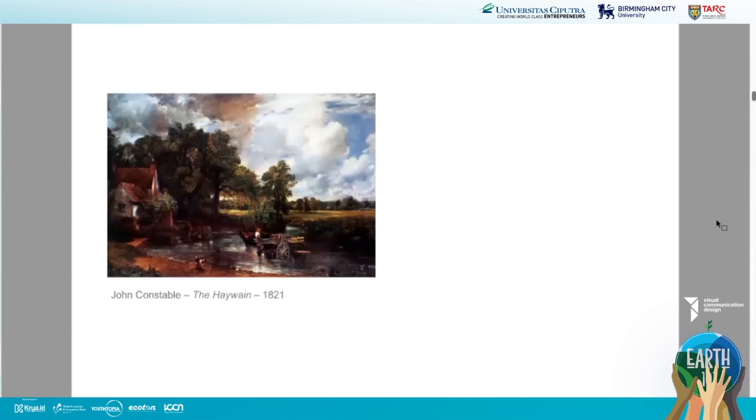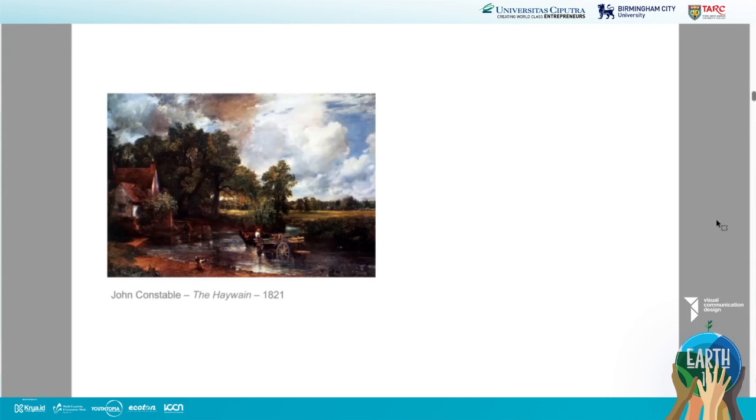Changing it slightly, this is called The Hay Wain by John Constable, and this is 1821. Most people in Britain will understand where this comes from. It's an idealized version of the English landscape. So that's what most people in England will say, yep, this is an idealized version. So whenever you see this image, it already has a meaning. And you'll see it from growing up from very young.